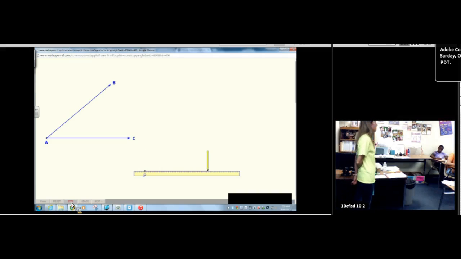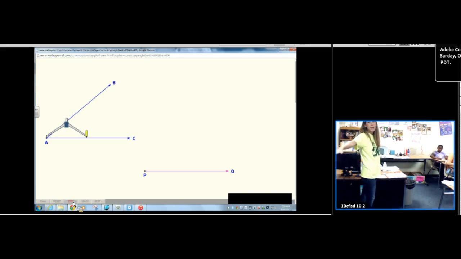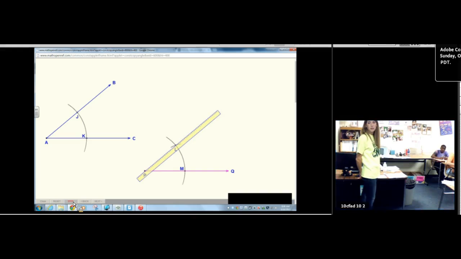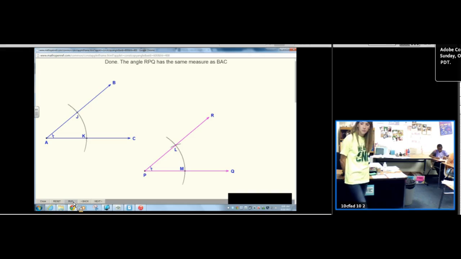Watch it again. You already have the ray. Make an arc. Doesn't matter. Make an arc. Pencil, needle. Put your needle right there. Crosshatch. Connect the dots. Congruent angles.